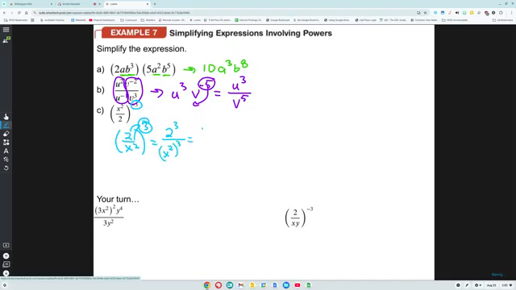2 to the 3rd is just 8. 2 times 2 is 4, times 2 is 8. X squared to the 3rd, well, if I have an exponent raised to an exponent, I'm just multiplying, that is x to the 6th. What I'm going to ask you guys to do right now is pause and try this on your own. We have a couple down here. I'm going to ask you to simplify to the best of your ability.